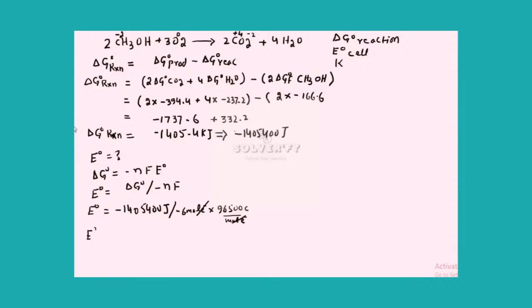So E naught is equal to, we can cross the negative sign above and below, so we will get E naught 2.427 joule per coulomb, as 1 joule per coulomb is equal to 1 volt. So E naught of the cell is 2.427 volt.